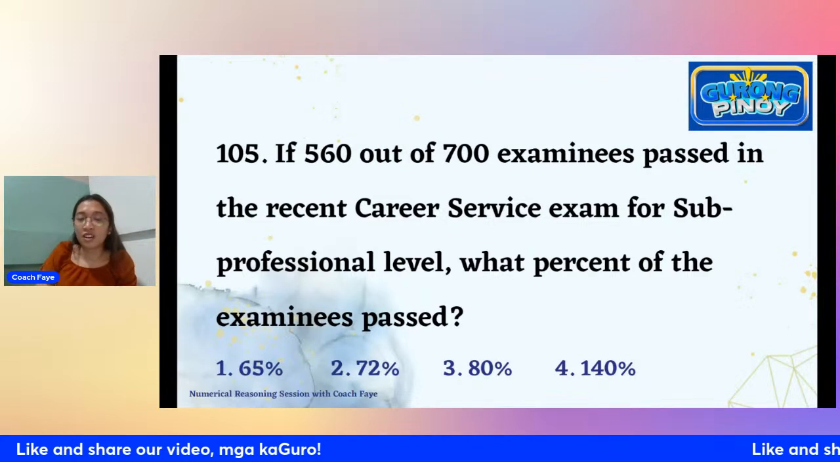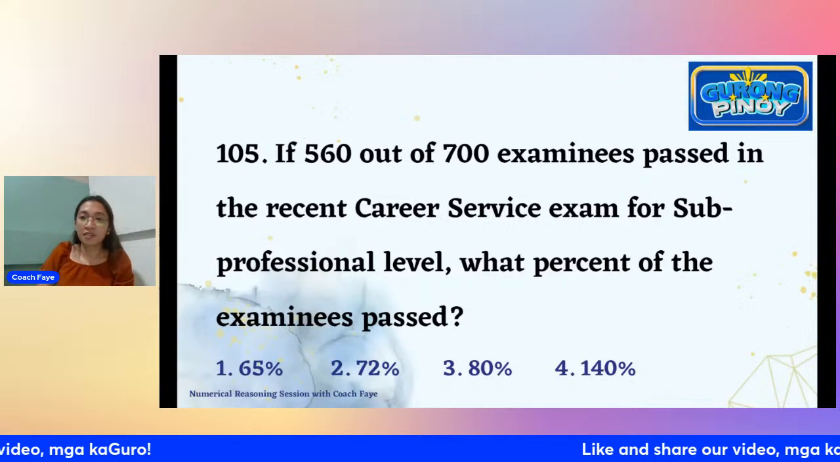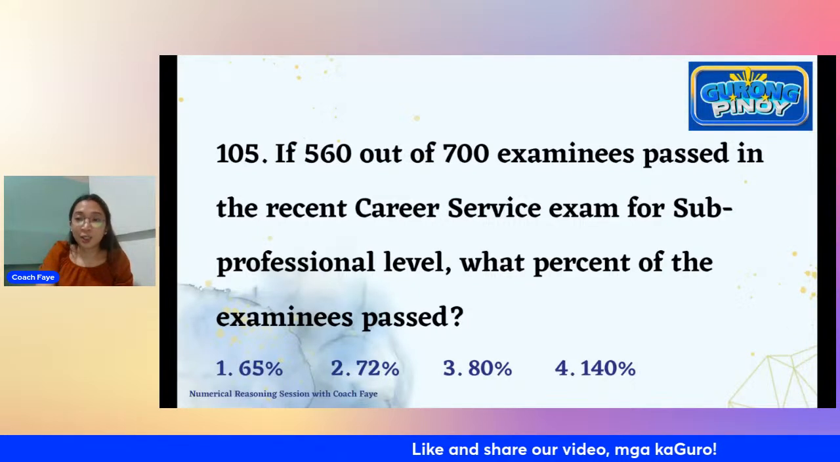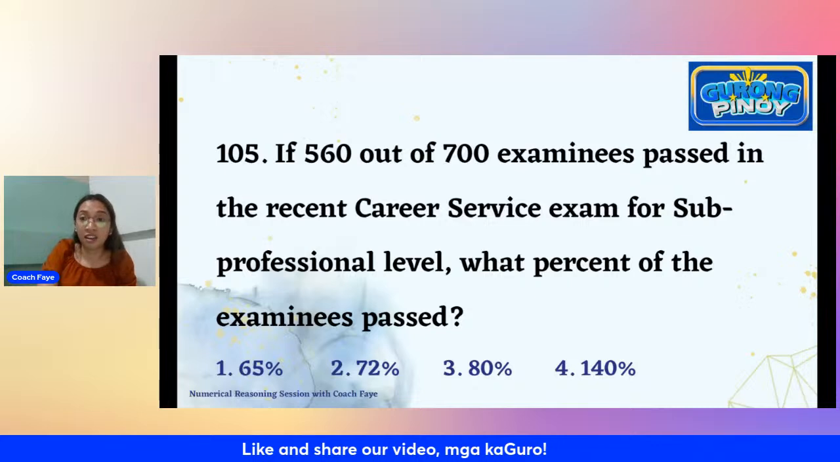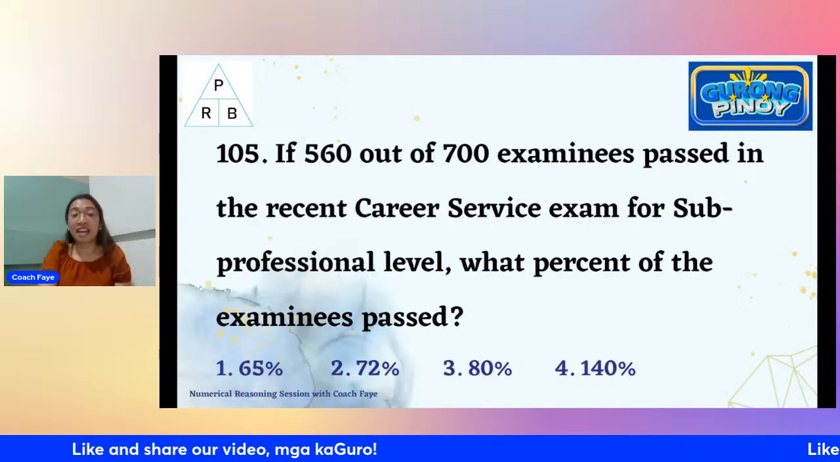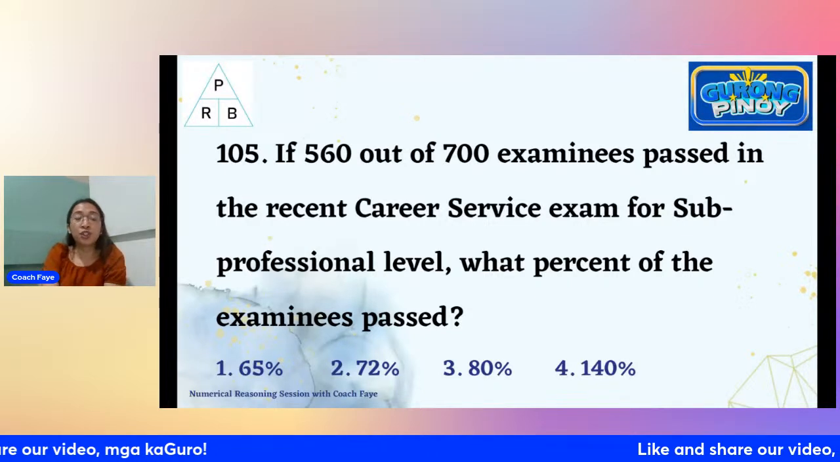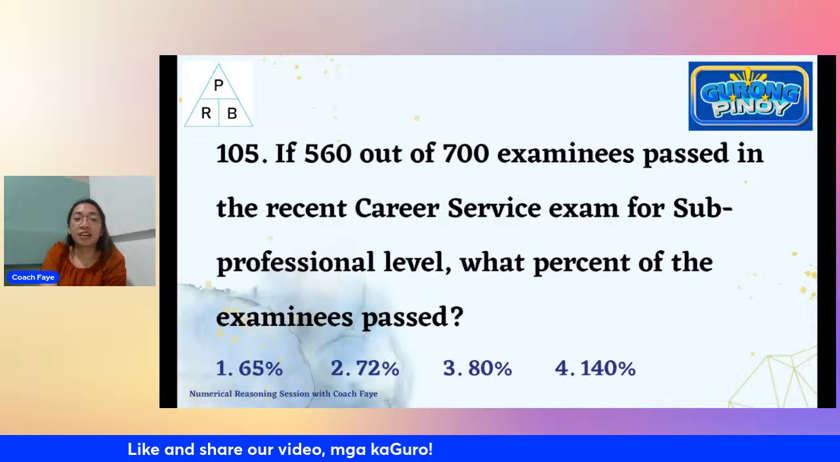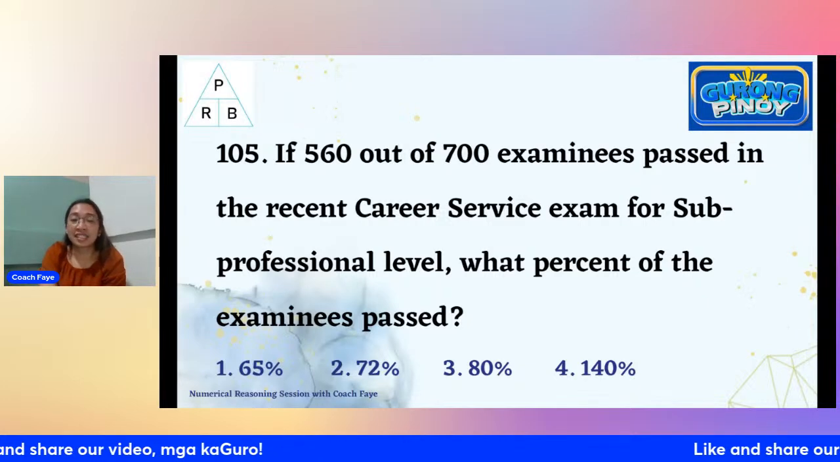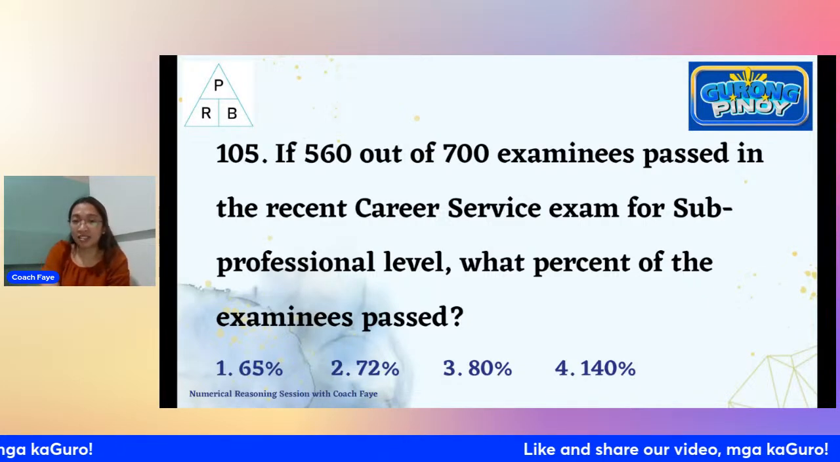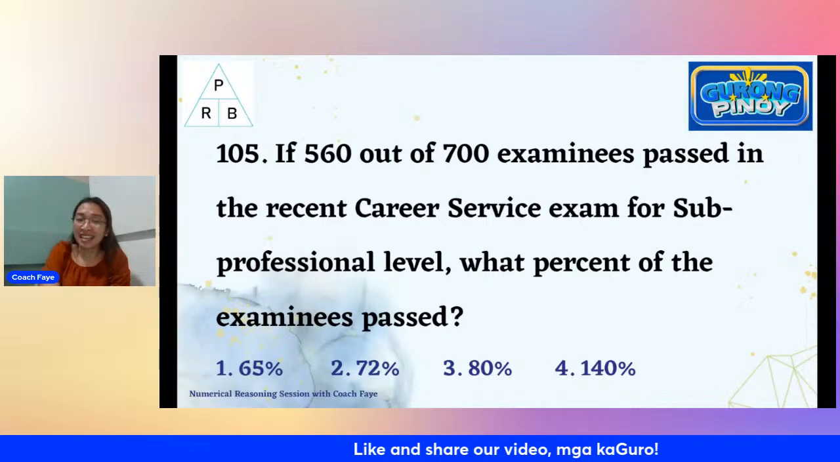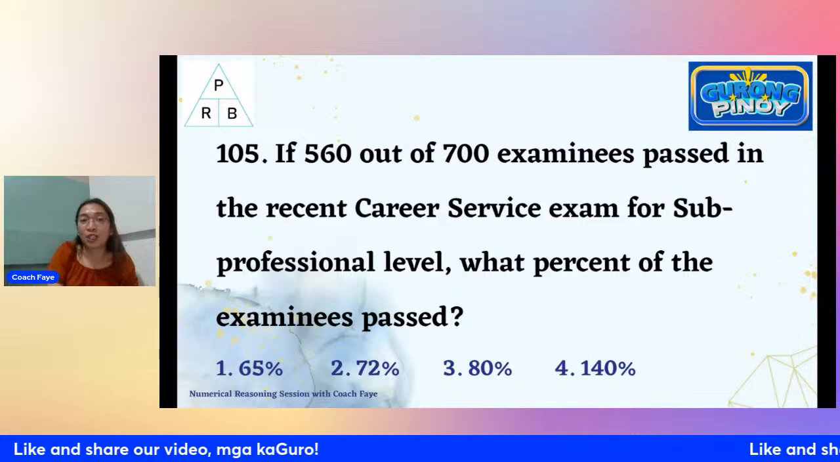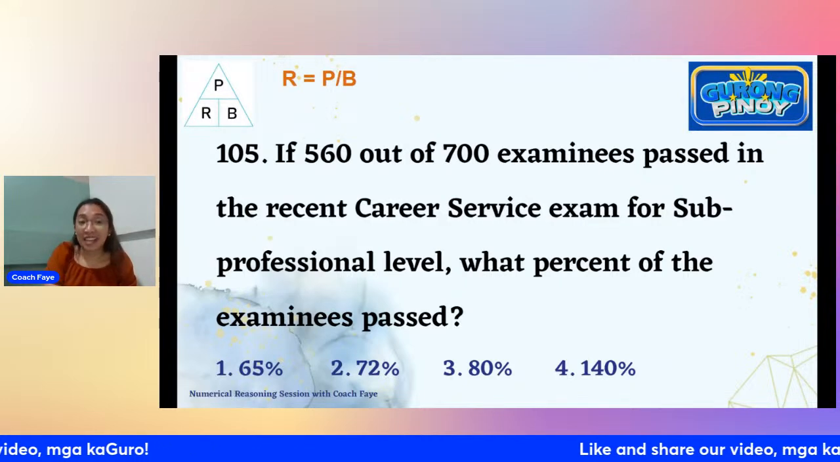Okay, I think most of you are giving the same answer. I will no longer discuss this in detail as we have had quite a lot of this type of items before, but I will again flash here our basis for the solution, which is P or B natin na triangle. So what we have here is meron tayong 560 out of 700 examinees. So alam na natin po alin dyan yung base, that's 700 dahil sa of, and 560 will have to be the portion. So we're looking for your rate.